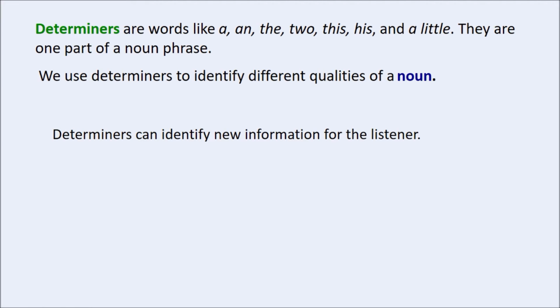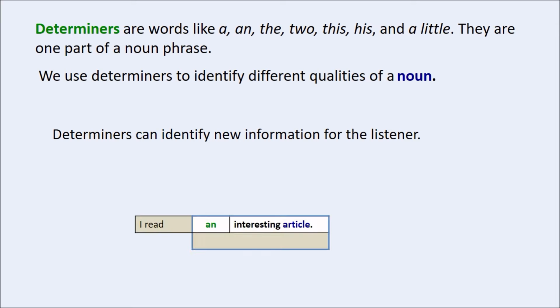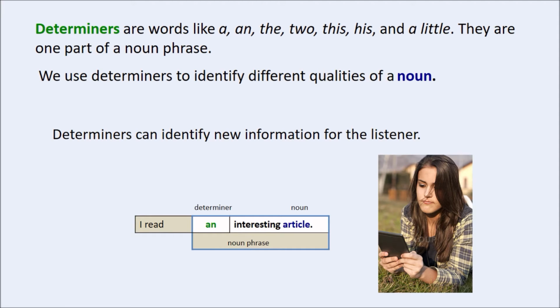They can identify new information for the listener, like in this one, right? I read an interesting article. The determiner, you got your noun, right? So if you see, the determiner is providing information about the article. It's telling you how many, right? It's telling you if it is singular or if it is plural.